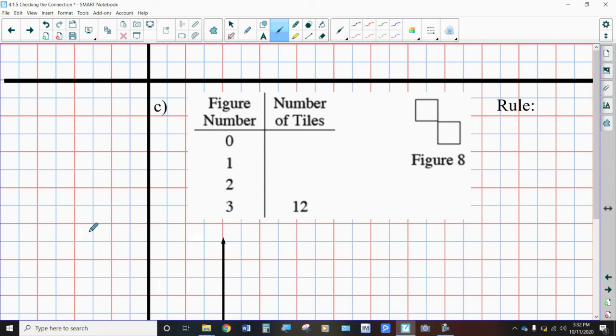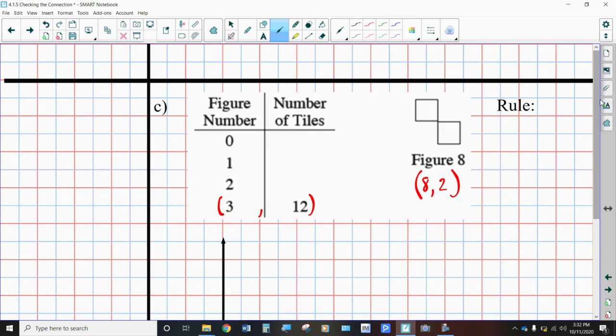All right, so what do we have here? We've got a partial tile figure, and we've got a partial table. And what we're going to do is figure out what the rule is, and we're going to graph it. Now, how do we figure out what the rule is? Well, maybe we should start with the graph. Since I know that this is figure 8, and it has 2 tiles in it, and this says figure 3 has 12 tiles, I now have 2 ordered pairs that I can plot on a graph. And if I have 2 points on a graph, I can form the line.